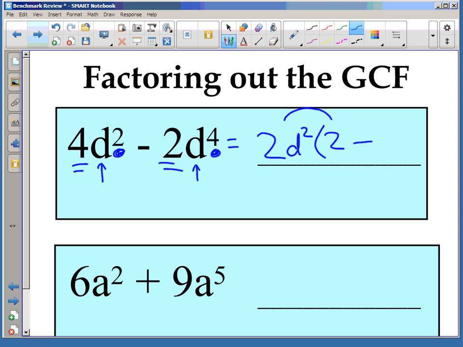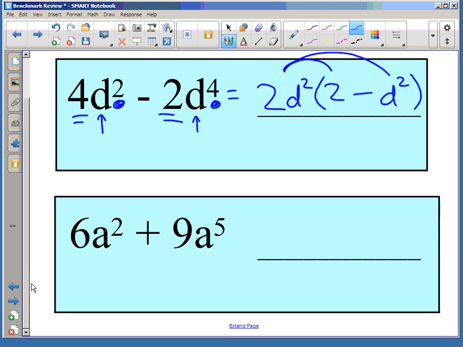Bring down the minus, or bring over the minus. Now 2d squared times what is d to the 4th? Well, we're missing some exponents, so we just try d squared. If you distribute that in, you'll get 2d squared times d squared is 2d to the 4th. Once you try this one, see if you can get the factors of the numbers, the coefficients, and then the lowest degree for the variable.